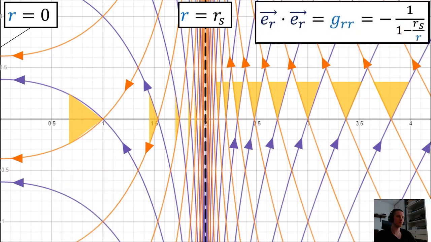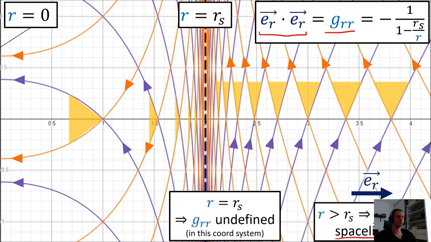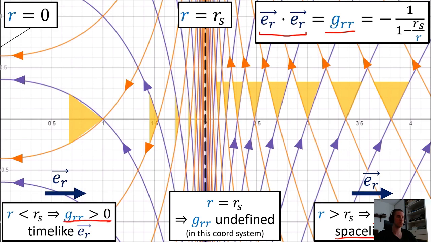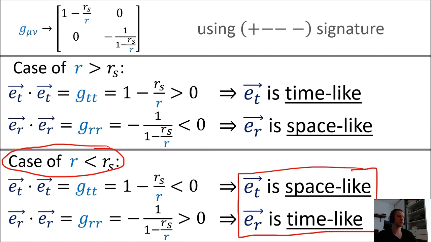If we look at the squared length of the r basis vector, outside the event horizon it's negative, and so the r coordinate is space-like. It is undefined on the event horizon in this coordinate system, and inside the event horizon the r coordinate is time-like, so all massive objects are forced to travel along the r coordinate in the direction of the light cone. So inside the event horizon we have a strange switching of roles where the t coordinate is space-like and the r coordinate is time-like. This is another situation where we can't trust coordinates to have obvious physical meaning.